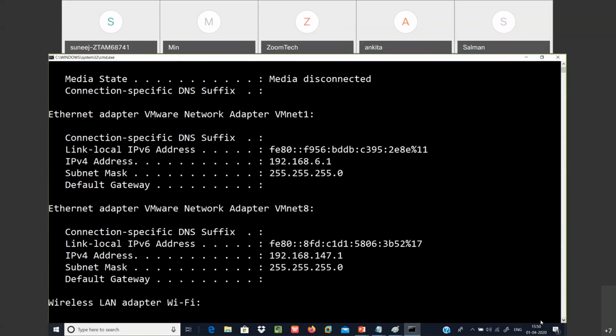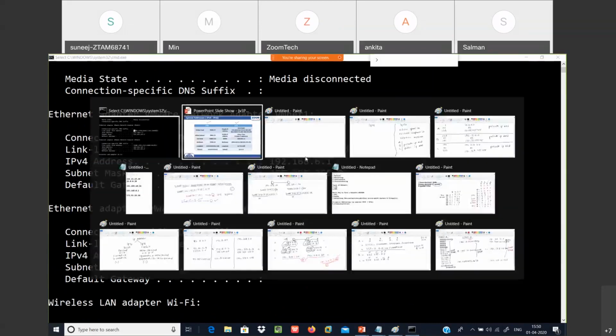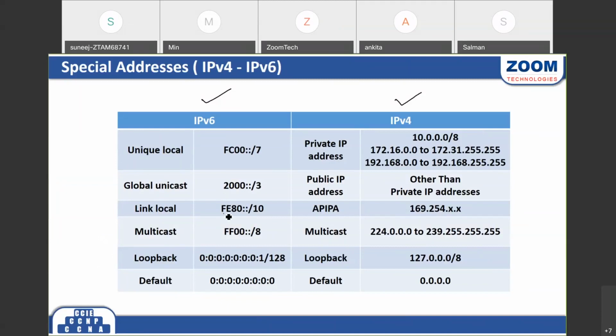Here it's showing some IPv6 addresses, right? Starting with which letters? FE80, right? Any IPv6 address starting with FE80, what do we call this address? Link-local, which is similar to APIPA, automatic private IP address.